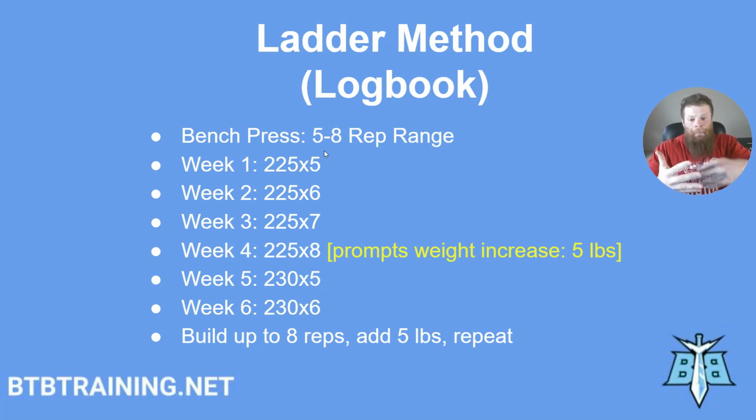So you're now back at the bottom of the ladder, in which you will then build up week after week to 6 reps, 7 reps, and then eventually you'll hit that 230 for 8. Once you hit that 230 for 8, you would add another 5 pounds. The repetitions would drop back down. You would then build them back up to 8 and then add another 5 pounds, which would have the reps drop down, and you just repeat, repeat, repeat.